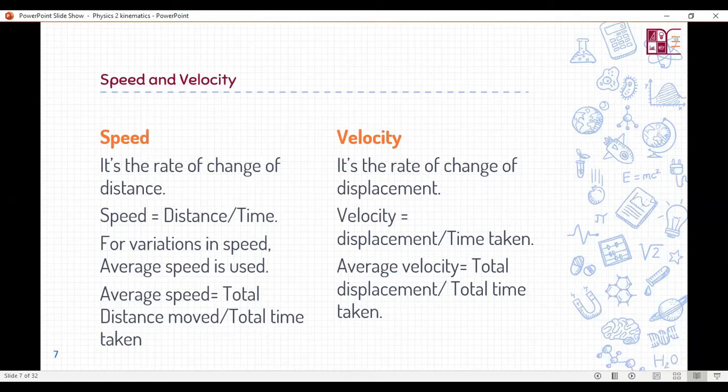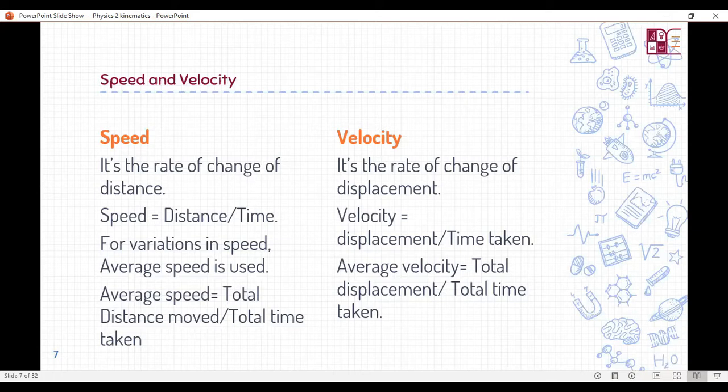A lot of times, bodies don't move at a uniform speed, so they do not have a constant speed. Let's suppose you're traveling in a car, sometimes you're traveling fast and sometimes you're traveling slow. You don't have uniform speed from start to finish. In such cases, we take average speed. So for average speed, we take the total distance moved upon the total time taken of the whole journey.